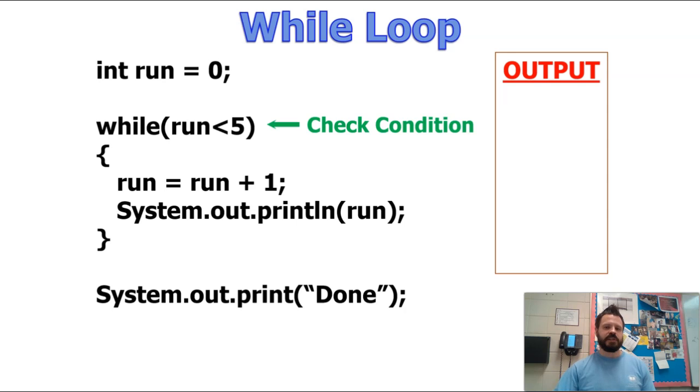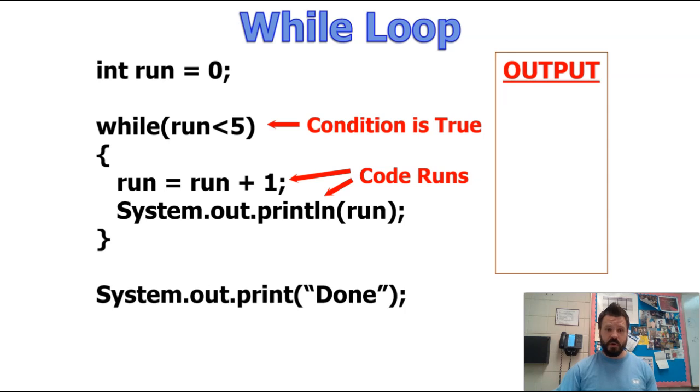So let's walk you through the execution of a simple while loop. We've got an int variable called run. We'll start at 0. And then the first thing we'll do when we get to this while loop is check the condition: if run is less than 5. Run right now is 0, so the condition is true. We will run the code within that set of braces.